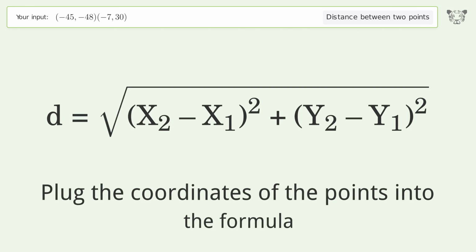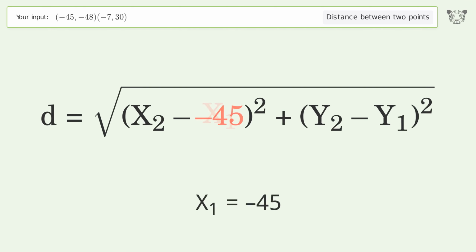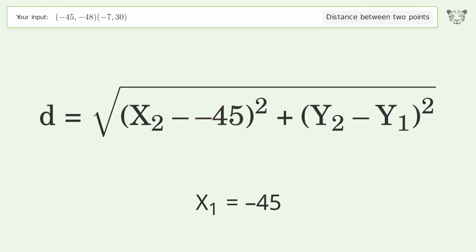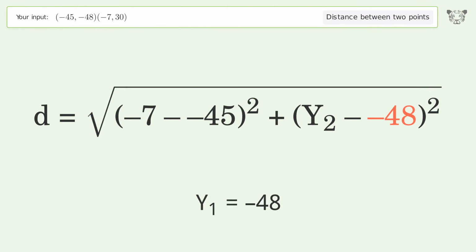Plug the coordinates of the points into the formula. x1 equals -45. x2 equals -7. y1 equals -48. y2 equals 30.